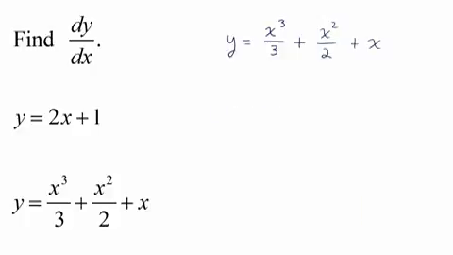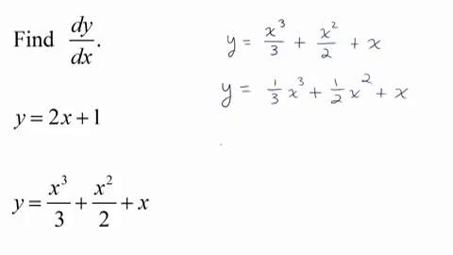Let's look at the second problem. I'm going to first rewrite this problem in a different form. Y equals x cubed over 3 is the same as 1/3 x cubed plus x squared over 2 is the same as 1/2 x squared plus our x. So we're going to use a couple of our rules. We're going to use the sum rule again, simply meaning we'll take the derivative of each term. We'll also be using the power rule and the constant multiple rule.